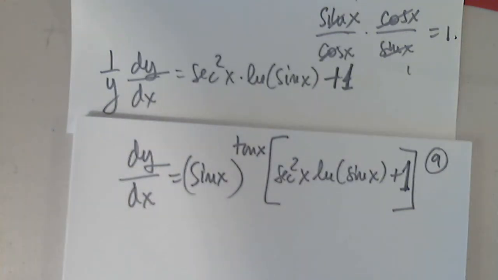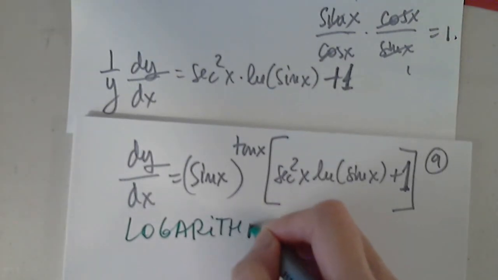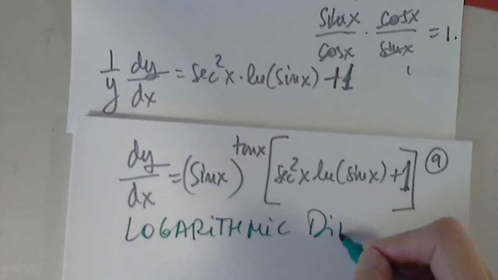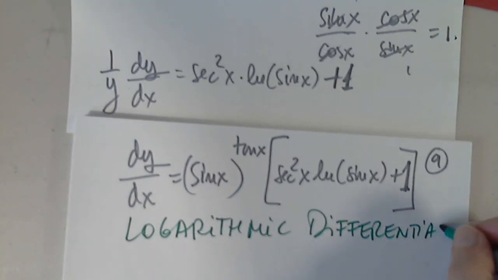So this procedure is called logarithmic differentiation. Logarithmic differentiation. First we applied log, and then we differentiated implicitly, because now we no longer had the function directly, we had it implicitly.